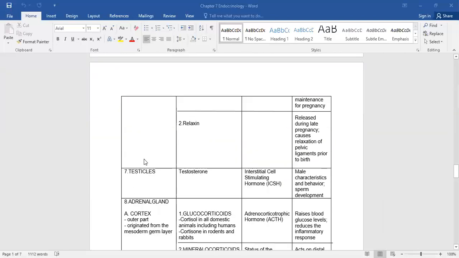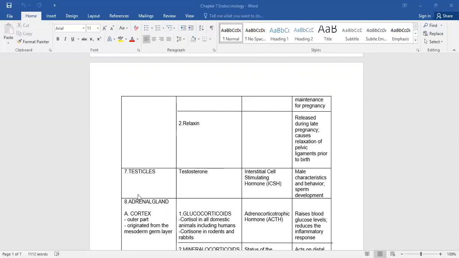Then we have the testicles. For the males, they have testosterone, and the stimulus is the interstitial cell stimulating hormone, and it's the one responsible for the male characteristics and behavior, and also the development of the sperm cells.